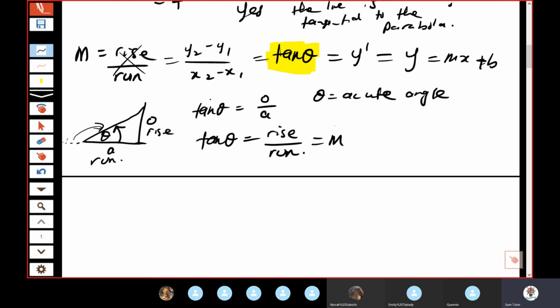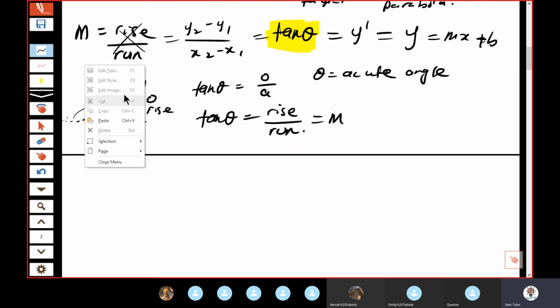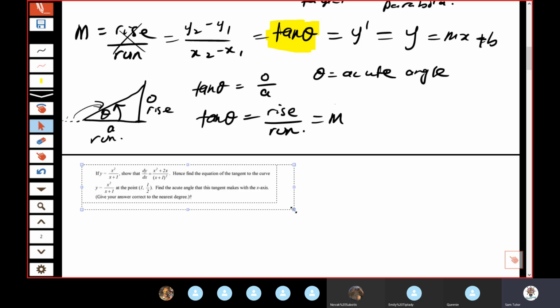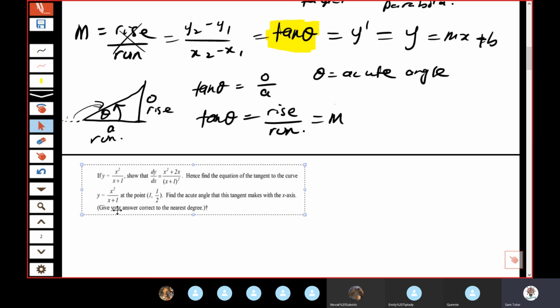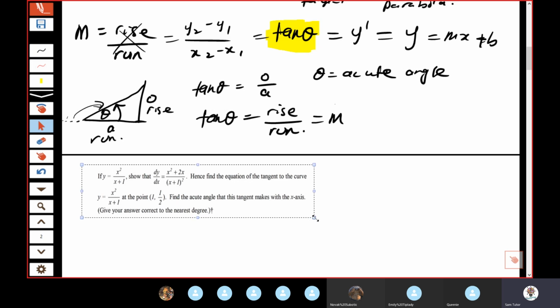All right. Knowing that bit of information, we shall start with this question. It's a three-part question. First, given the y value, show that dy/dx becomes this, so differentiate and it should become this. Then hence find the equation of the tangent to that curve at this point. And then find the acute angle that this makes with the x-axis. That's 2 marks for the first part, 2 marks for the second, 1 mark for the last. This is a 5 mark question in your exams.